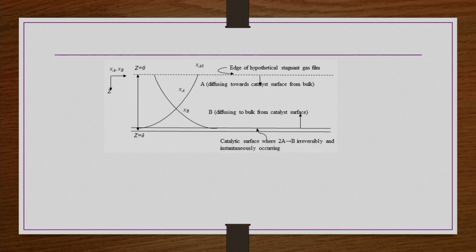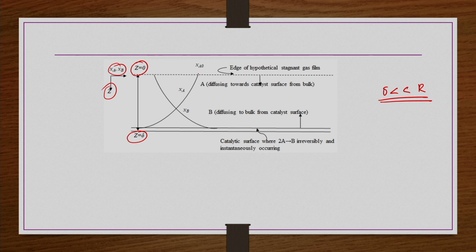The same thing is pictorially shown here. Since the film thickness is very small compared to the radius of the catalyst particle, we are not taking the curvature effect into consideration. So, the hypothetical stagnant gas film edge we are calling Z equals 0, the catalyst surface we are calling Z equals delta, right, and the diffusion is taking place in the Z direction. In this representation, the x axis is concentration Xa or Xb, and the y axis in the reverse direction, the vertical direction downward, is the Z axis here.